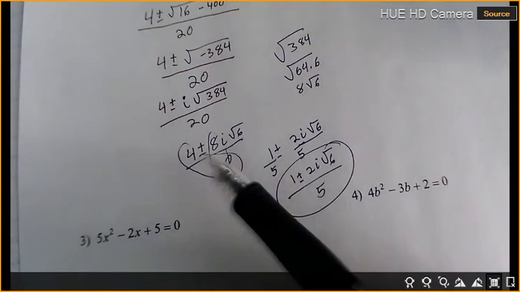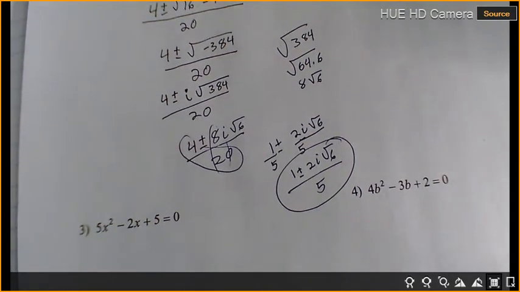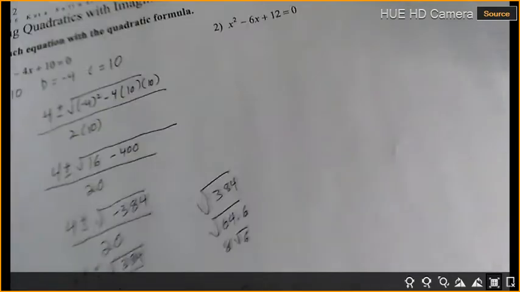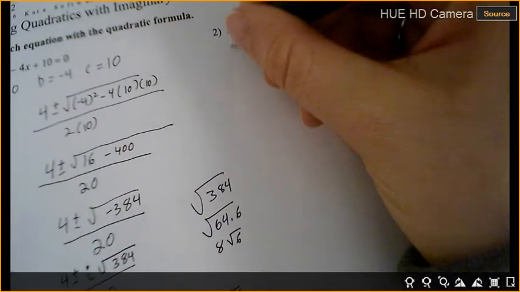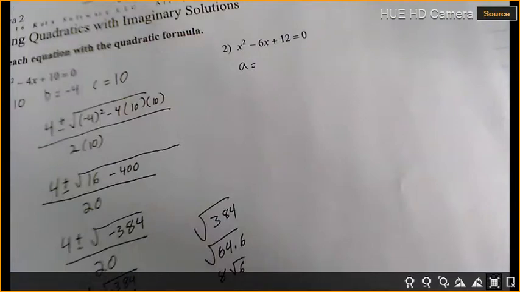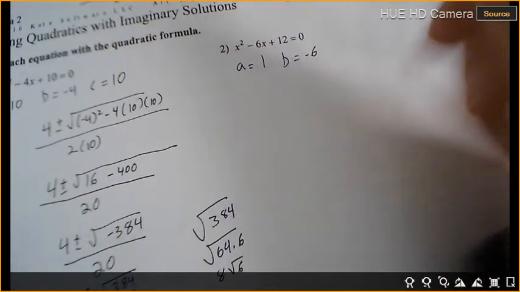So 8 divided by 20 is 2 over 5. Yep, just reduced that fraction. Okay, let's look at number 2. A is what here for number 2? 1, good. What's b? And c.